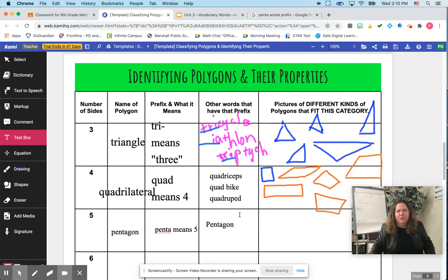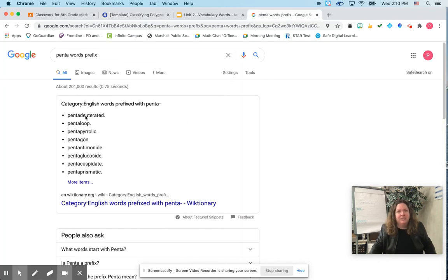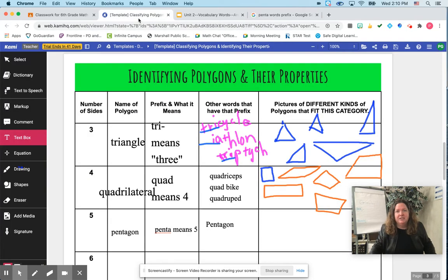But I Googled it up. I thought, there's got to be more. Take a look at this. So I Googled it up. Check out what Google says. Oh my goodness, those words are tough. Like, whoa, no wonder we can't think of a lot of other words. So that is tricky. But all the pentas, they all mean five. So they all have something to do with five.